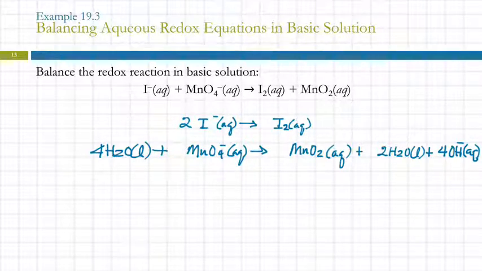So we need to balance this with respect to charges. On the first half reaction, I have 2 negative charges here, and on the right side I have 0. So this is the higher, the more positive charge. I'm going to add the electrons over here, and I'm going to add 2 electrons.